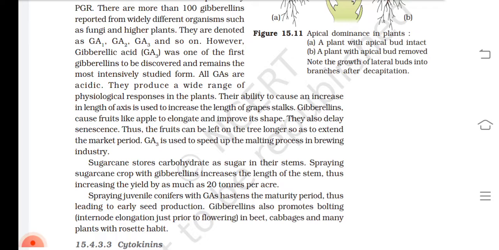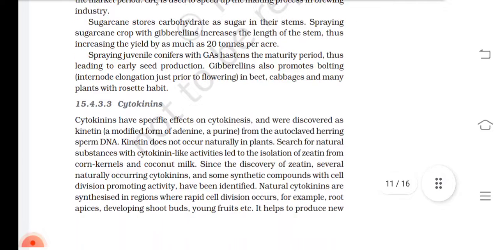Sugarcane stores carbohydrate as sugar in their stems. Spraying sugarcane crop with gibberellins increases the length of the stem, thus increasing the yield by as much as 20 tons per acre. Spraying juvenile conifers with GAs hastens the maturity period, thus leading to early seed production. Gibberellins also promote bolting, internode elongation just prior to flowering in beet, cabbage, and many plants with rosette habit.